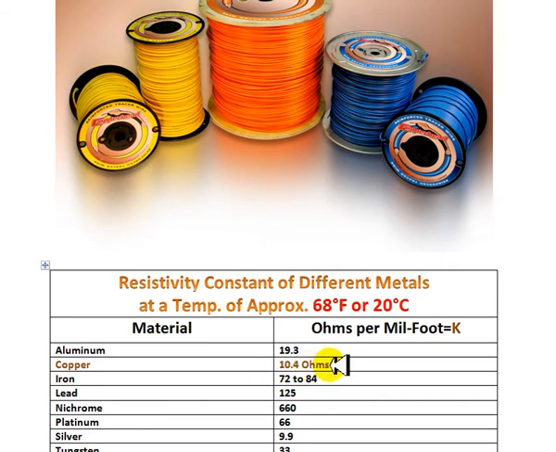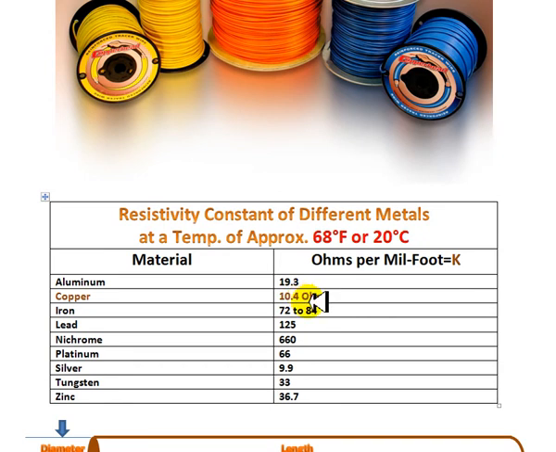Sometimes copper at a different temperature, like at 25 degrees Celsius, not 20, is going to be like 10.57, something around there. It's going to be higher. The higher the temperature, the higher the ohm value, because resistance goes up. If it's a colder temperature, it'll go down. So we're doing this at 20 degrees Celsius, which is 68 degrees Fahrenheit.